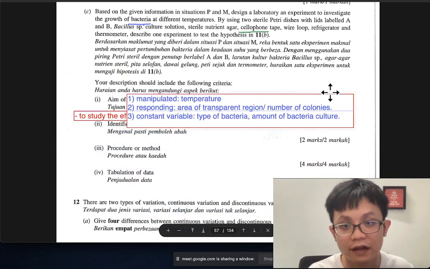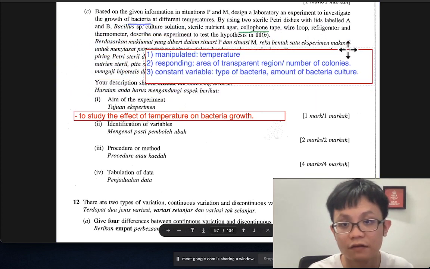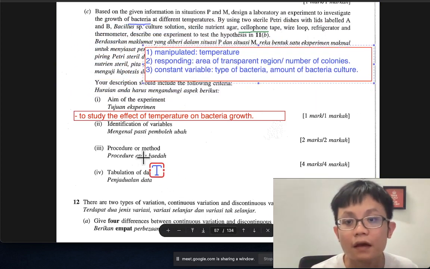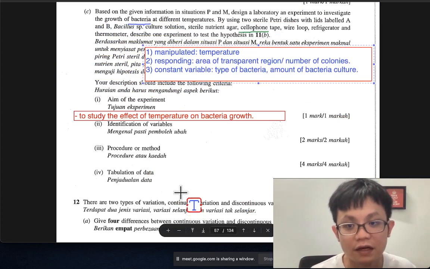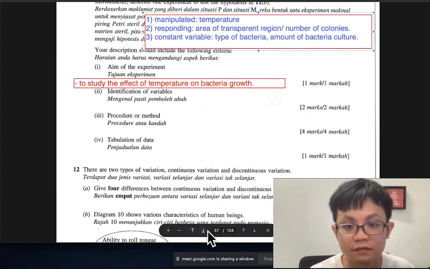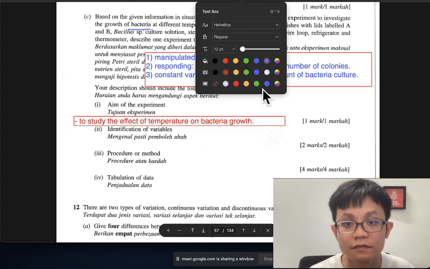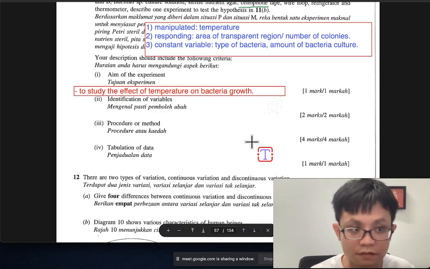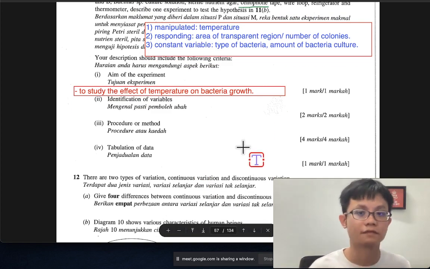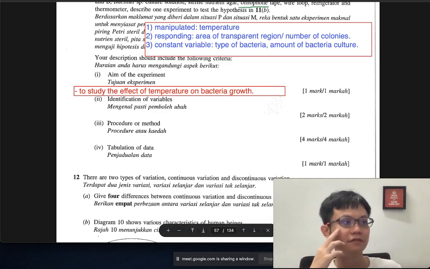But wait, I don't know where to put this. Just put it here. No place to put. Okay, procedure. Can you tell me the procedure? For this question, my teacher asked me to draw out the diagram, then label, then write the procedure. Very good.